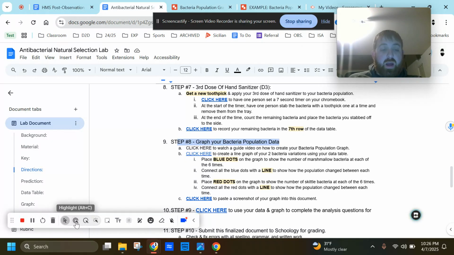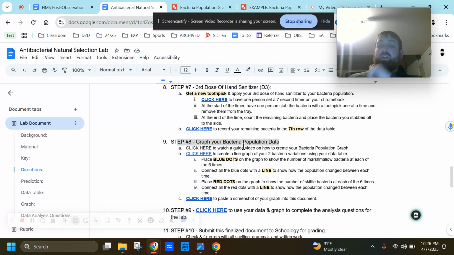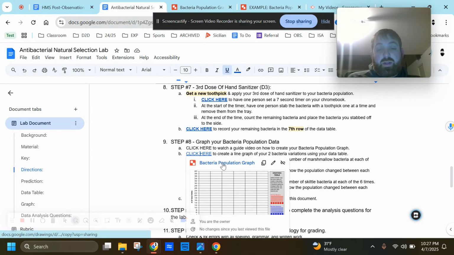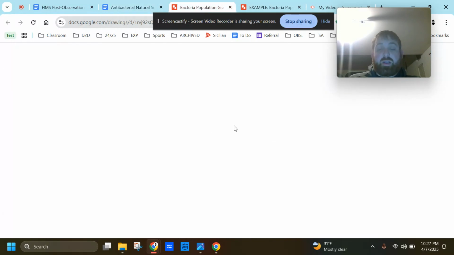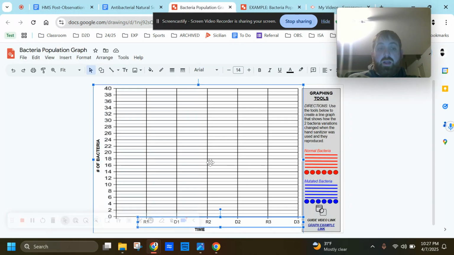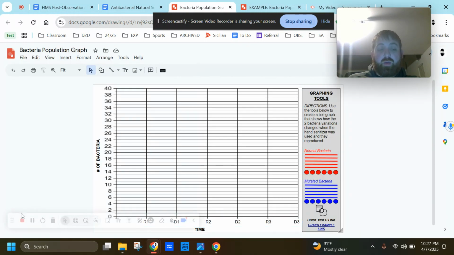You've gotten to step 8 where we are graphing your bacteria population, and you've clicked on this video because we're going to be breaking down how you're going to be creating a different type of graph than we're used to. In step B, you're going to be clicking on this link to add a bacteria population graph to your drive. Make sure once you've added it to your drive and you open it up, we follow these steps to help create our graph. When you first add it to your drive, you're going to see this Google Draw here that has a very different graph than we're used to.